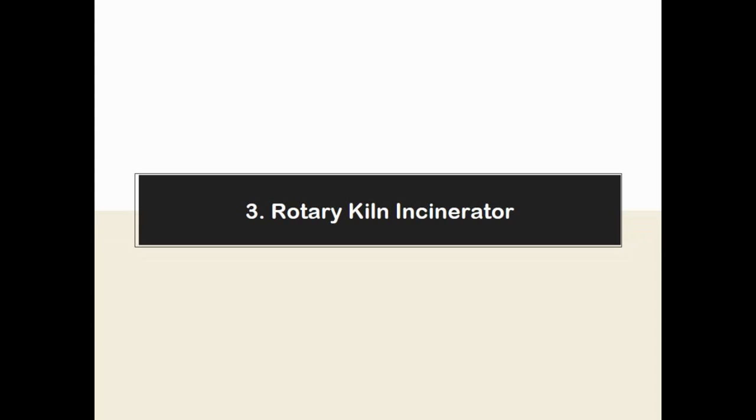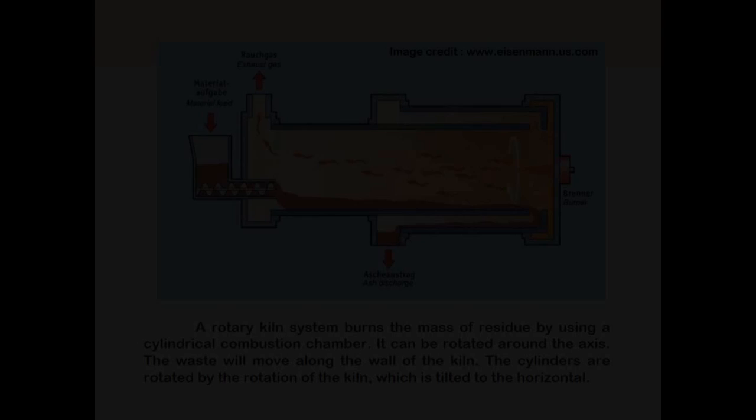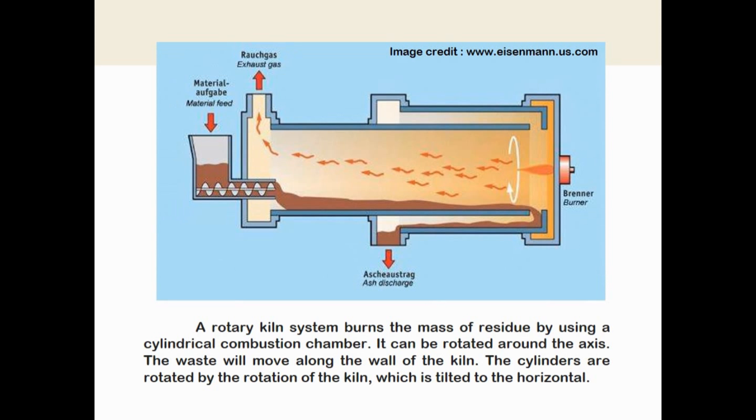3. Rotary kiln incinerator. A rotary kiln system burns the mass of residue by using a cylindrical combustion chamber. It can be rotated around its axis. The waste will move along the wall of the kiln. The cylinder is rotated by the rotation of the kiln, which is tilted to the horizontal.